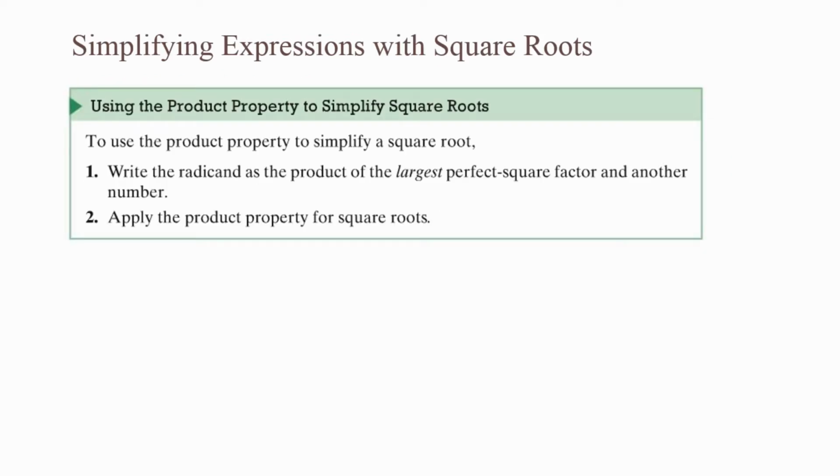Simplifying expressions with square roots. To use the product property to simplify a square root: 1. Write the radicand as the product of the largest perfect square factor and another number. 2. Apply the product property for square roots.